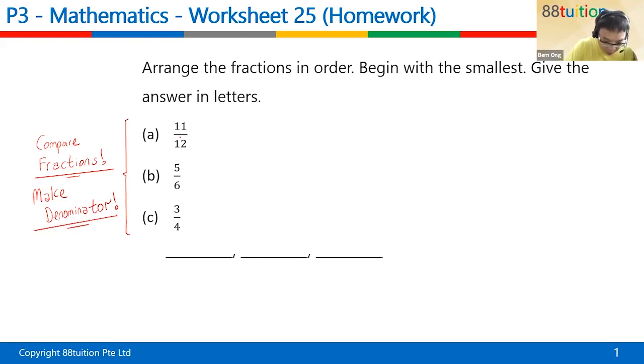Come, Rudran, can you please assist me? Looking at the denominators 12, 6, and 4. So how do I make them all the same? Tell me, Rudran. You must find what is common in all three denominators. Very good. Common multiples. So what's the common multiple that all 3 of them have? 12. Very good. His answer is very clear.